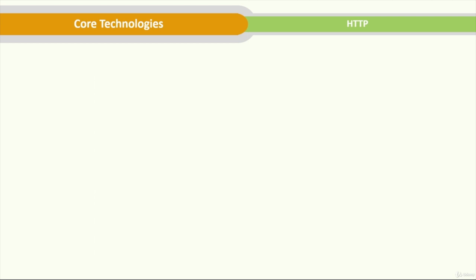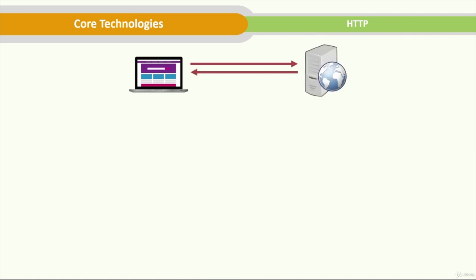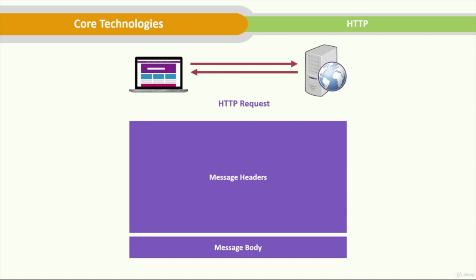So first, let's talk about the HTTP requests and responses. An HTTP request is made by the web browser, and HTTP responses are sent by the server. So let's have a look at the HTTP request message. Request messages are comprised of two parts: the message headers and the message body. Headers provide both the server and the client instructions on how to handle the message.